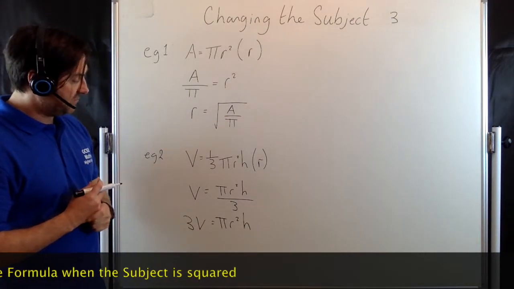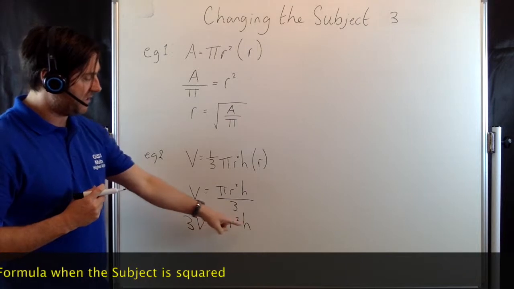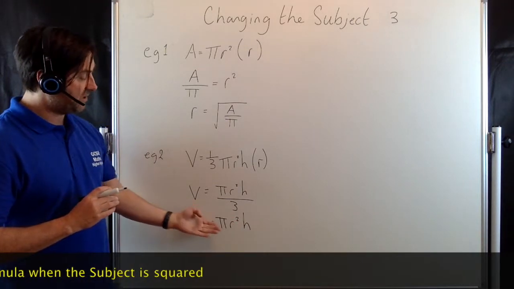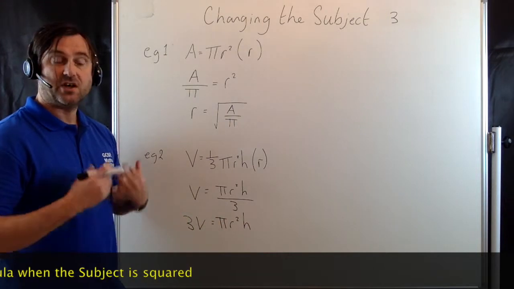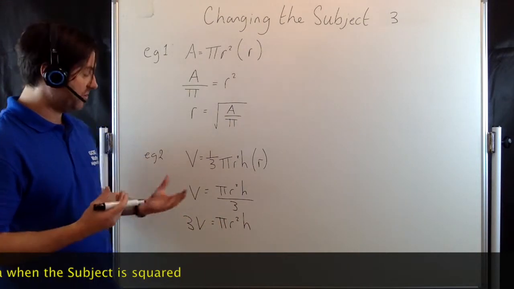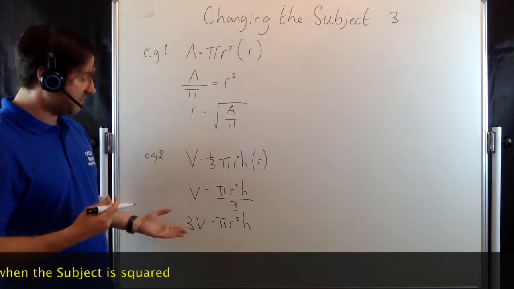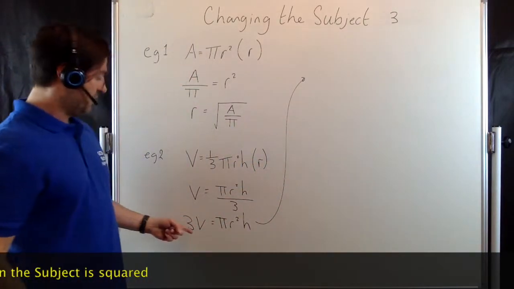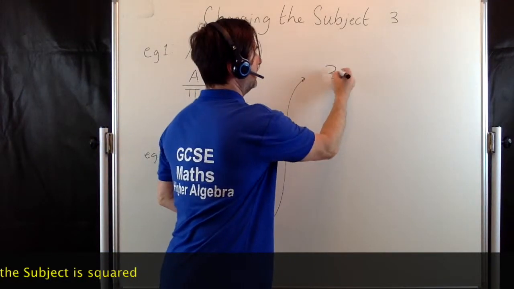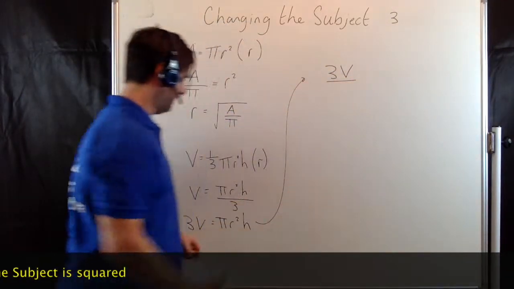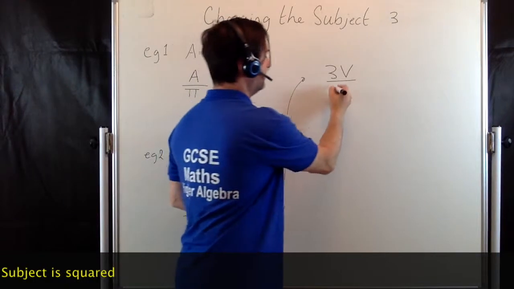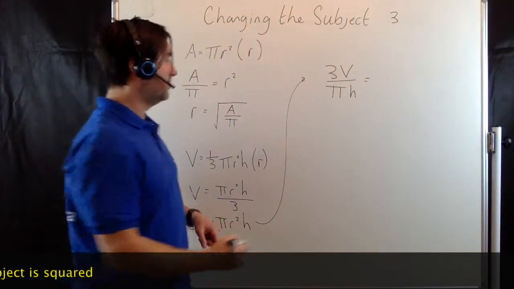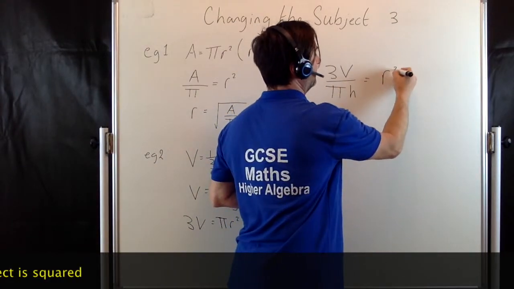Now what I'm going to do is I'm going to move the pi and the h over. All these are multiply. So to get rid of the pi and the h, I need to divide by pi h on both sides. So this then becomes 3v divided by pi h, and that's going to equal the r squared.